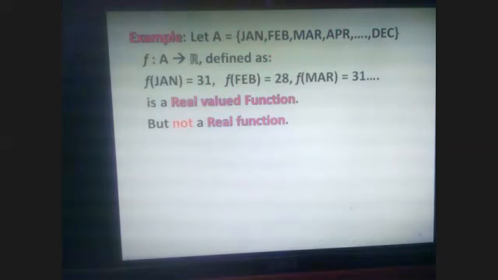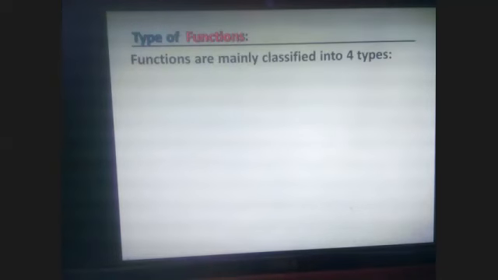I am taking one example for a real valued function. A is a set of months, January, February, etc. up to December, and I'm considering a function from A to R. F of January is 31, F of February is 28, and so on. It's a real valued function. The range is a subset of R, but it is not a real function because the domain is not R or its subsets. Well, we'll discuss more later.